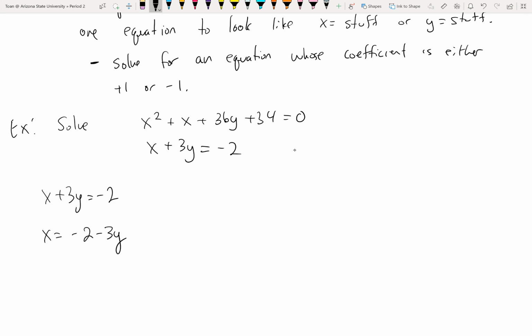So far, so good. Nothing too crazy, nothing too out of the ordinary. Now here's the idea of substitution. You're going to take this whole expression, negative 2 minus 3y, and plug it into the equation that we didn't use, namely the top one. So in the top equation, wherever I see an x, I'm going to change it to negative 2 minus 3y. So I'm going to take the top equation and substitute. Negative 2 minus 3y squared plus negative 2 minus 3y plus 36y plus 34 equals 0.